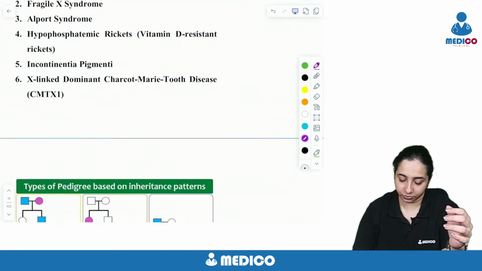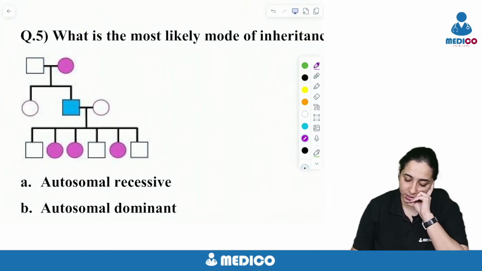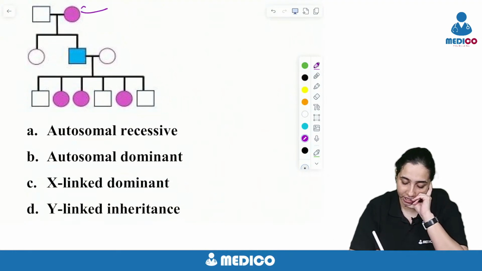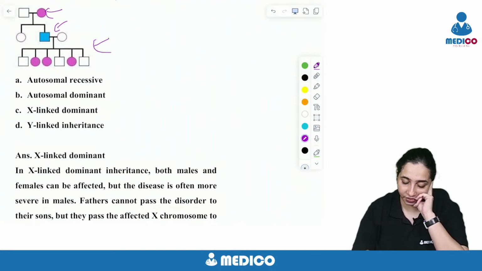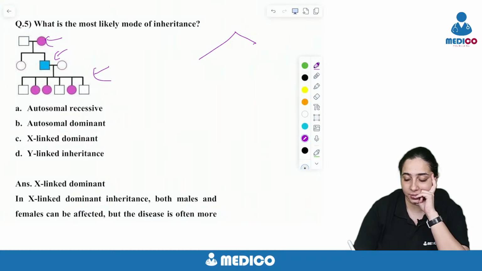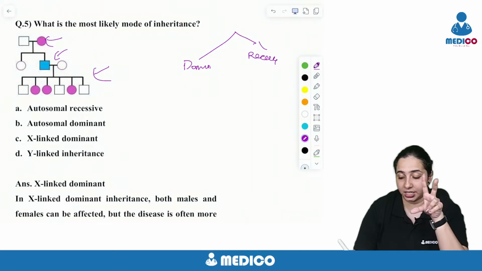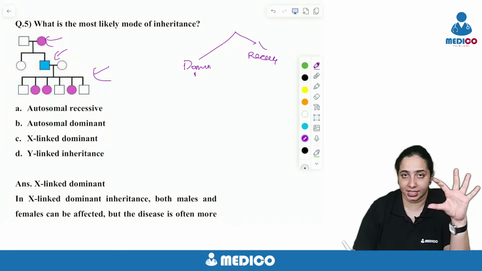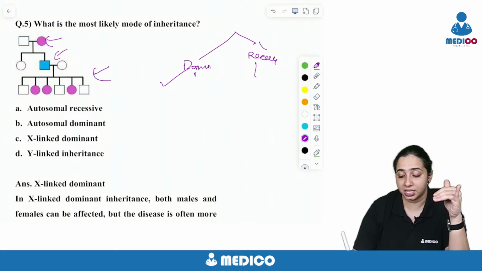Here you can see you have a female who is affected, then you have a male who is affected in the next generation, and in the generation after that everyone is affected. So first of all, how you approach such a question is, first you have to decide whether it is a dominant disease or a recessive disease. To understand that, if every generation has the disease, it is a dominant disease. If the disease skips a generation, it is a recessive disease.